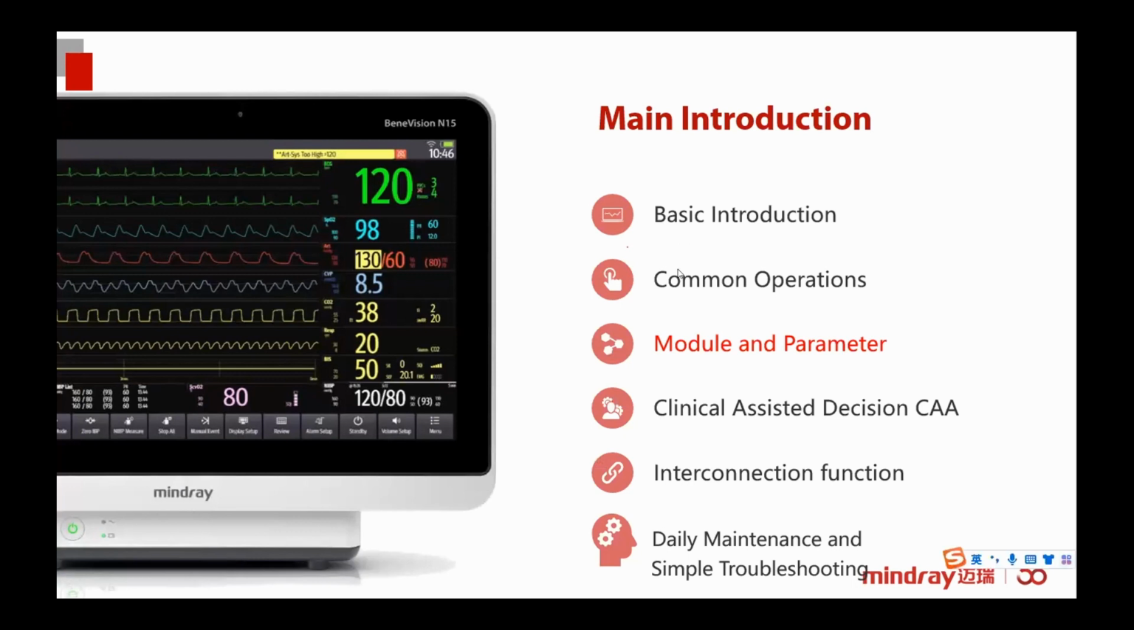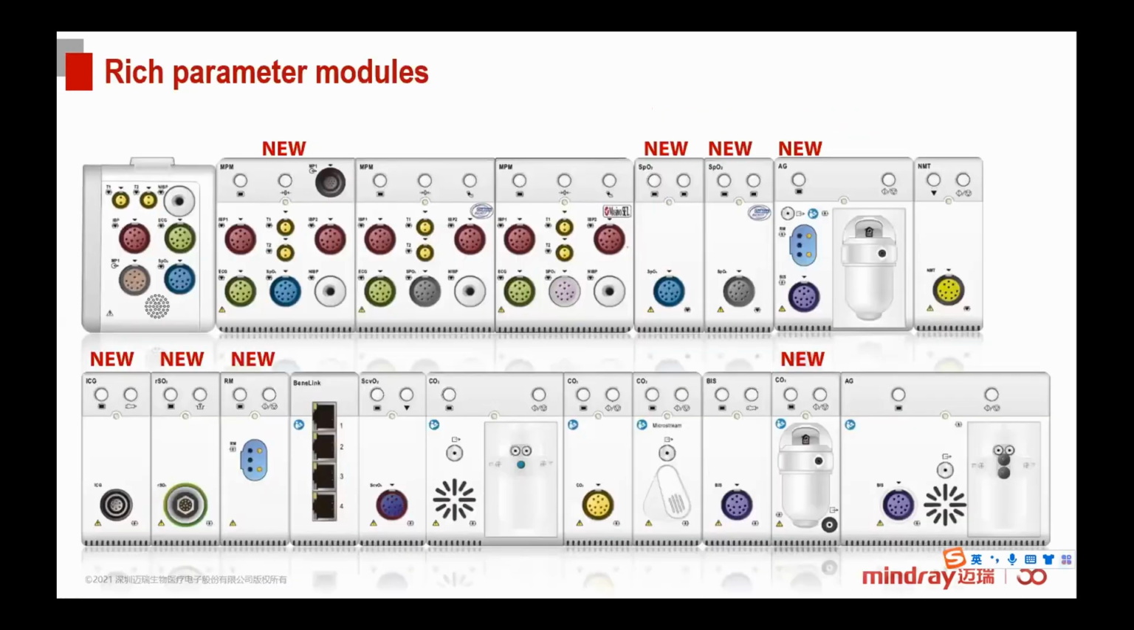Okay, next is our modular introduction. The monitor and its basic operation are described. So we can move to the parameter modules. So here is the overview of our whole parameters module from left to right. First one is the N1, and also we have different versions of the MPM module, which means multiple parameters module. Also, we have different separated parameter modules like the SpO2, the AG function, the CO2 gases, and NT, ICG, and so on. So later we can see it one by one.